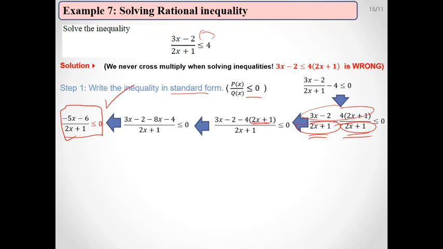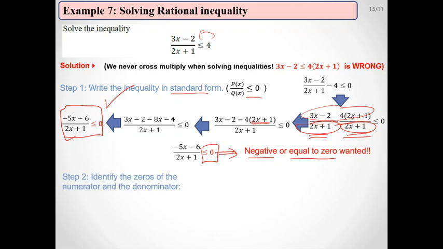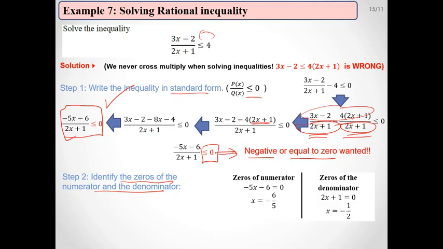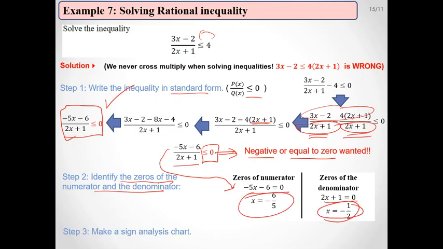And then at the end we got the standard form. Now we follow the steps. What's next? Before doing the next step, we have to pay attention to this. What is wanted, negative or equal to 0 wanted? That's good. Identify the zeros of the numerator and the denominator, so set them equal to 0. Set this equal to 0, and 2x plus 1 equal to 0. You'll find the roots.